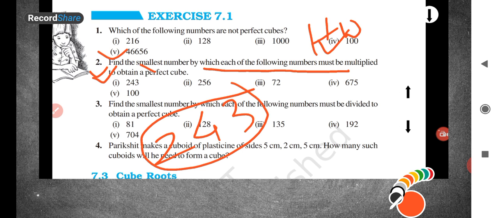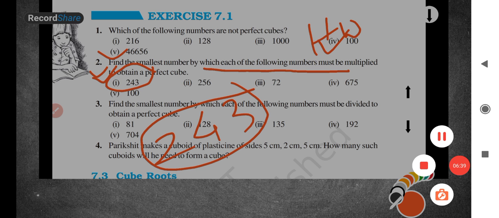Now 243 is not a perfect cube. So to make a perfect cube, what do we have to multiply? This is also very simple. First we need to check which number is not making triplets. So what will we do? We will do prime factorization here also. I will show you how to do the prime factorization of this.